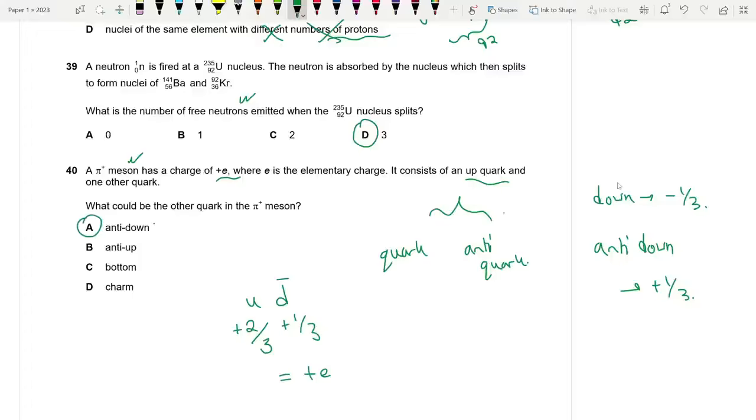If it was anti-up, then we'd get plus 2 by 3 minus 2 by 3, which was 0. So listen, a lot of students have misconceptions. They think that in a meson, you need a quark and its anti-quark, but that's not the case. If you would have that, it would result in annihilation. So you simply need one quark and another antiquark. That's the composition of pi plus meson.